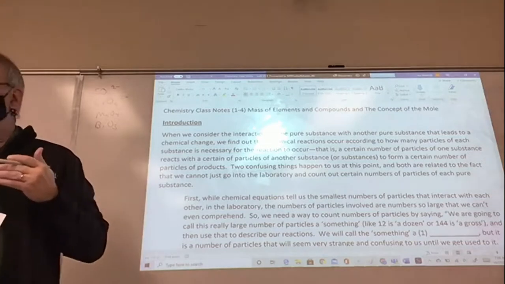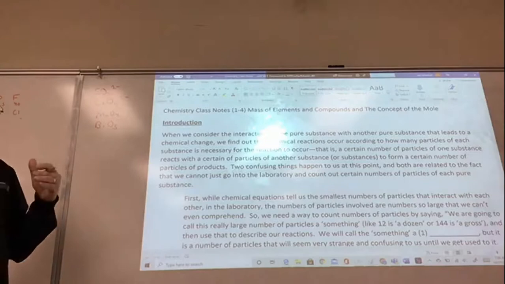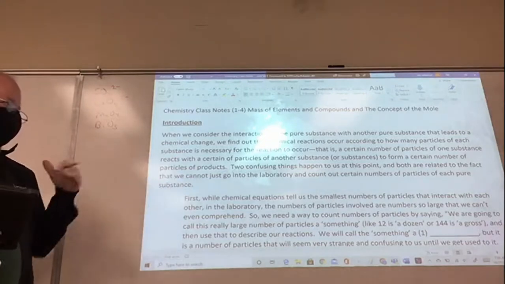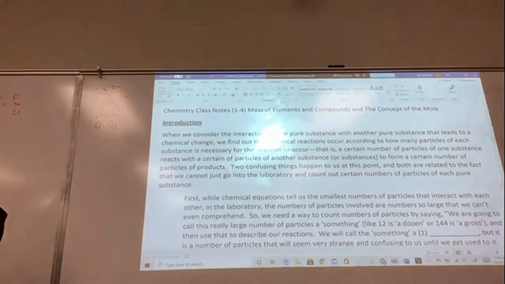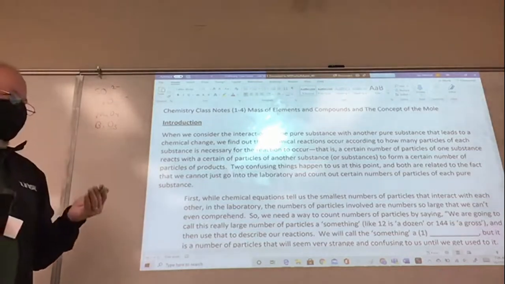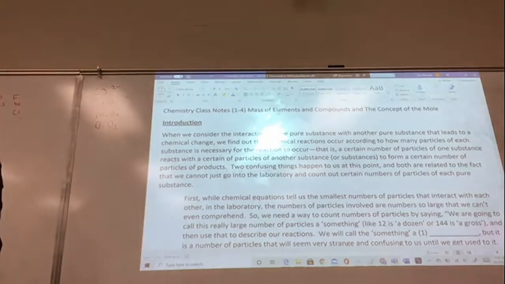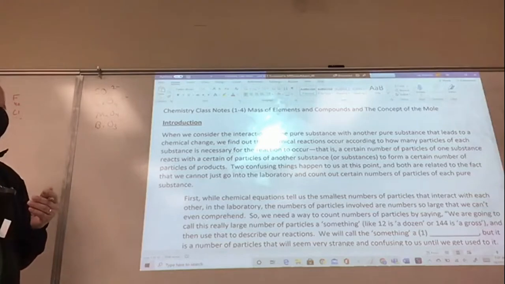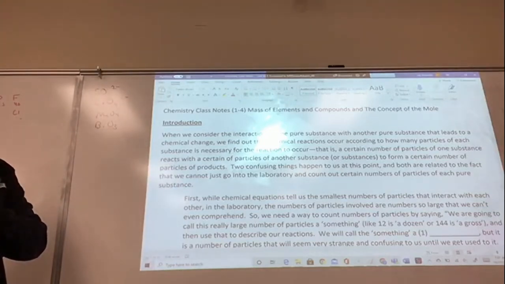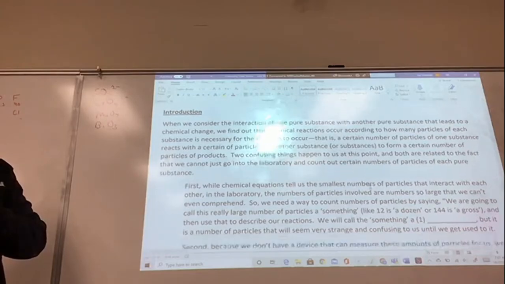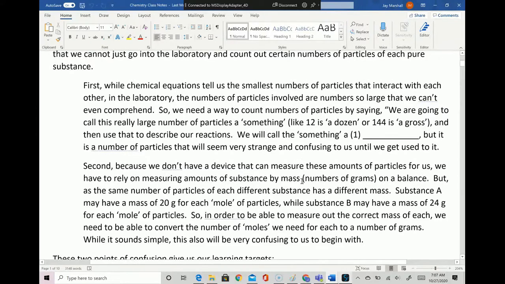And two confusing things happen to us at this point, and both of these confusing things are related to the fact that we can't just go into the laboratory and count out certain numbers of particles of each pure substance. We've talked about this idea before, that we can't measure numbers of particles, but this leads to some confusion because we have to use something in place of that if we're going to work in the laboratory and accomplish chemical reactions.